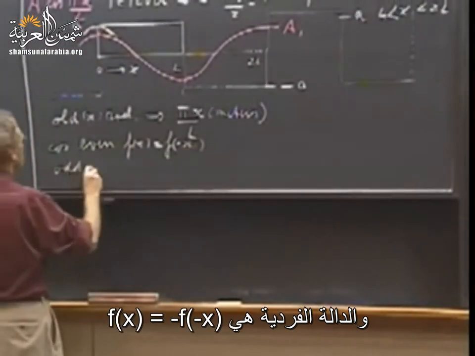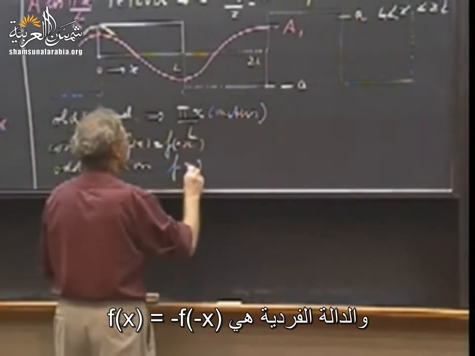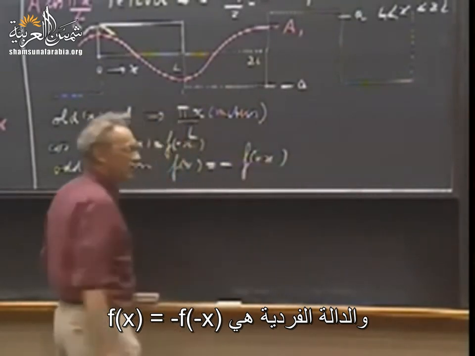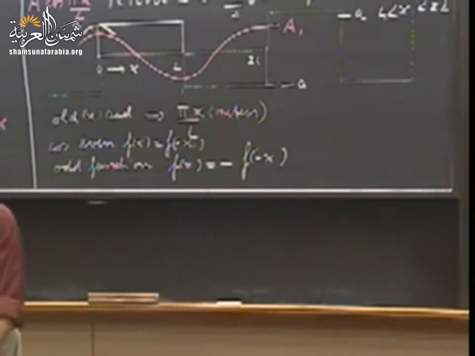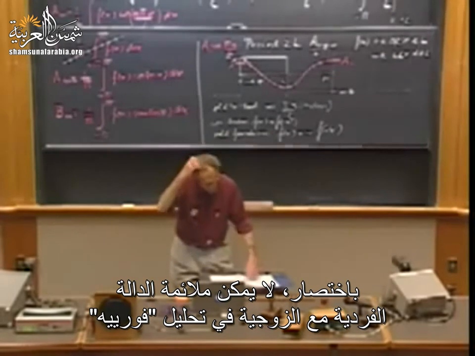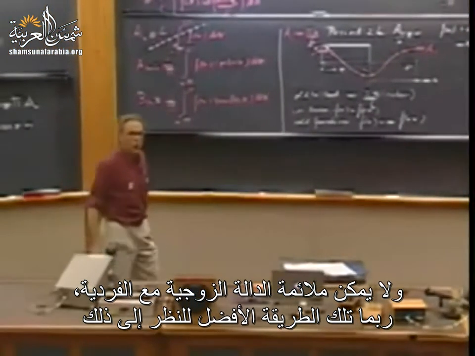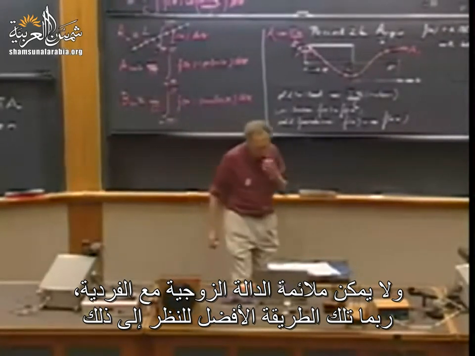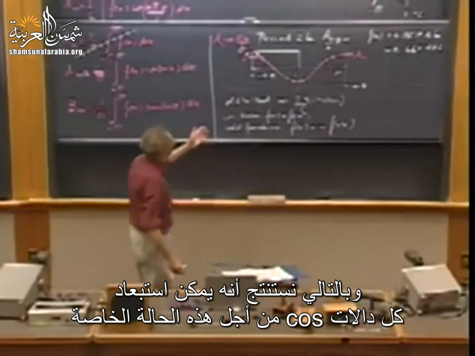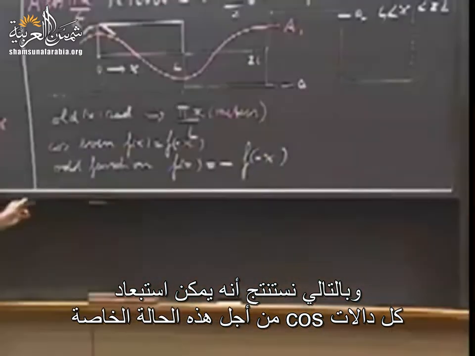And an odd function, the function of x, equals minus the function of minus x. And to put it in a nutshell, you can never fit an odd function with even functions in Fourier, neither can you fit an even function with odd functions. So that's perhaps a better way of looking at it. So we can already conclude that all cosine functions are out for this specific case, of course.